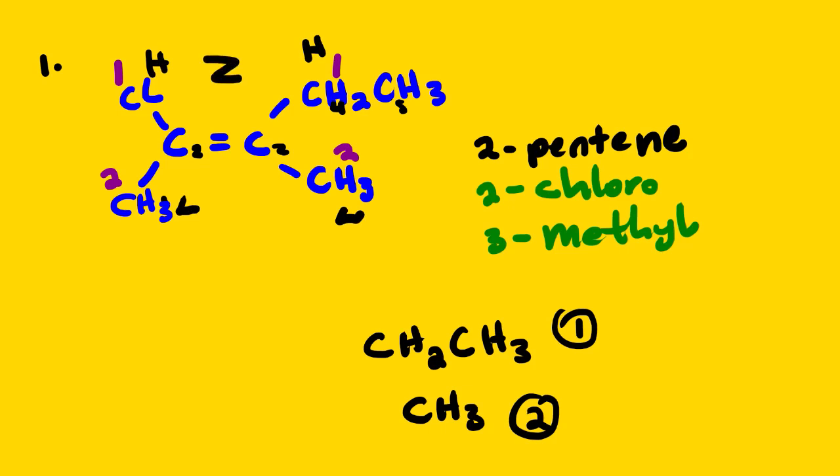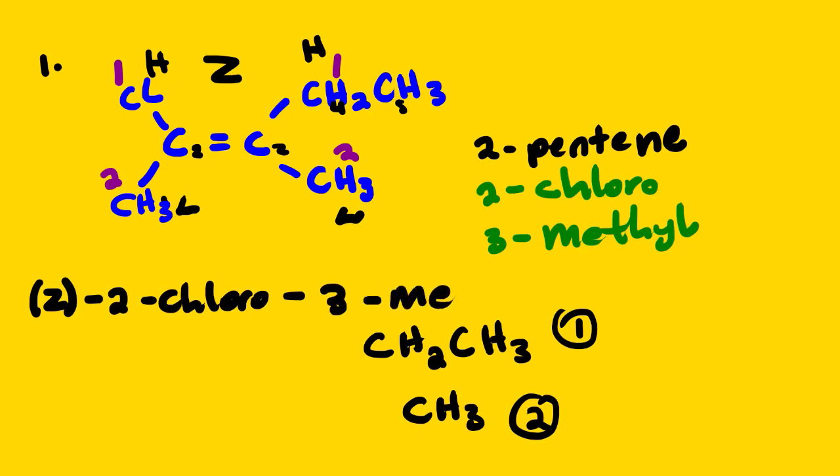It's a Zusammen. So we start by writing Z, and then we put a hyphen. Alphabetically, we have 2-chloro-3-methyl. We can write pent-2-ene.